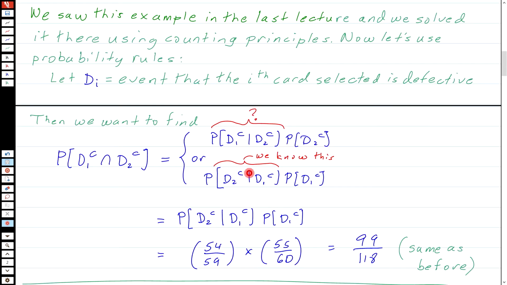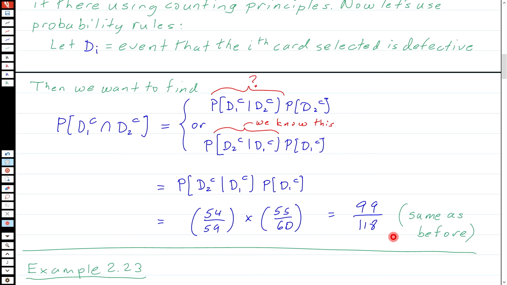Okay, so I'm going to write this: the probability that the second is non-defective given that the first is non-defective times the probability of the first being non-defective. We know the probability of the first being non-defective means that I've selected from the 55 non-defectives, and so the probability of that is 55 divided by the 60 total cards. If I've selected one of those as being non-defective, and I've done that here, so I've taken out one of the non-defectives, I now have 54 non-defectives and a total of 59 cards. So the probability that the second is non-defective is now 54 over 59. Multiply these two things out, and I get 99 over 118 as we had before.